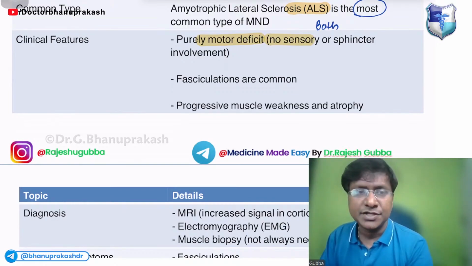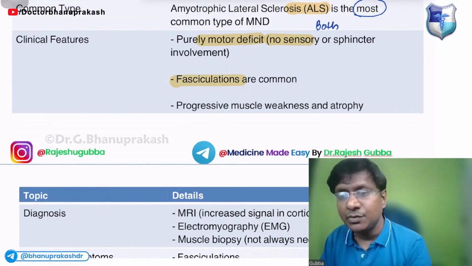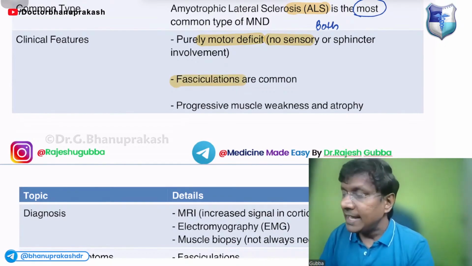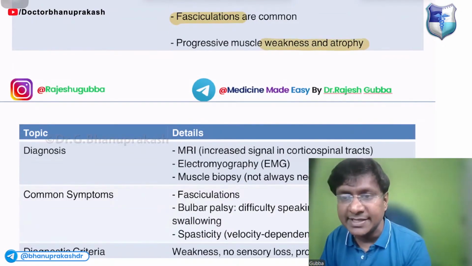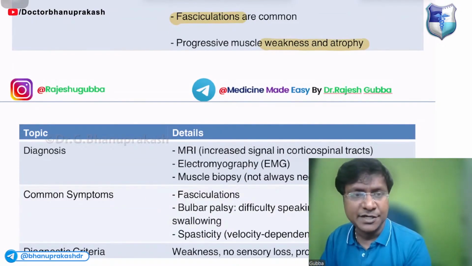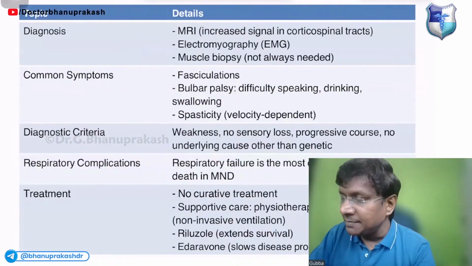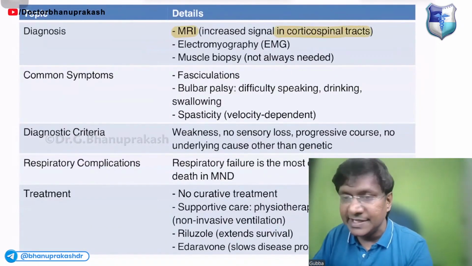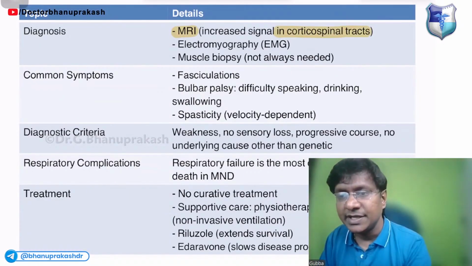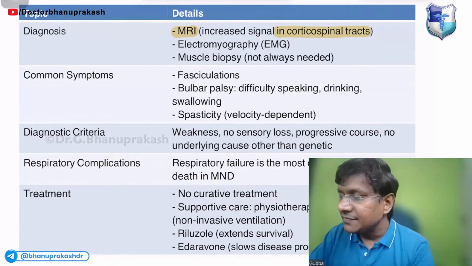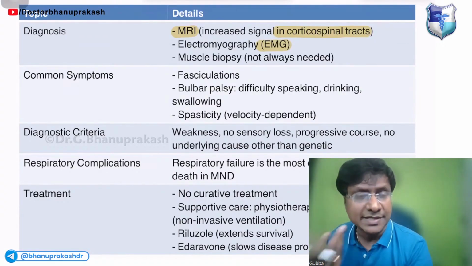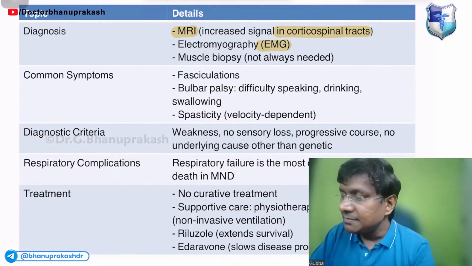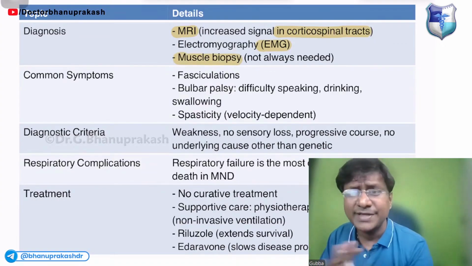What is the pathognomonic feature in patients with motor neuron disease? That is fasciculations. And why is that? Due to the involvement of the anterior horn cell. And these patients will be having progressive muscular weakness and atrophy. And how will you diagnose these patients with motor neuron disease? That is by MRI. What will it show you? That there is increased signal intensity in the corticospinal tract. The other way by which you can diagnose motor neuron disease is electromyography, which will show you the degenerated muscle fibers. And muscle biopsy is not always required.